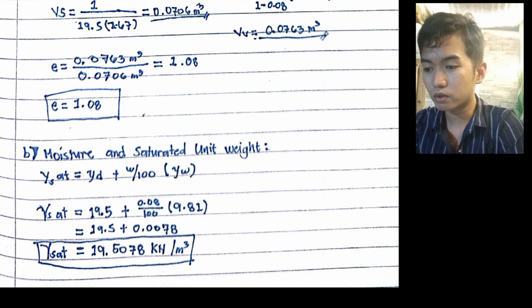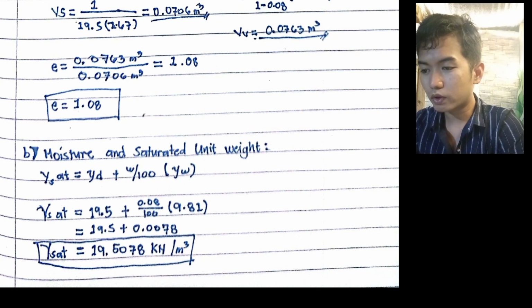Since we have the values already given, we can find the saturated unit weight. Substituting into our formula, the unit weight is equal to 19.5 plus 0.08 over 100 times the unit weight of water 9.81, which simplifies into 19.5 plus 0.078, and we come up with the value of 19.578 kilonewton per meter cube. So we have now our answer for part B.